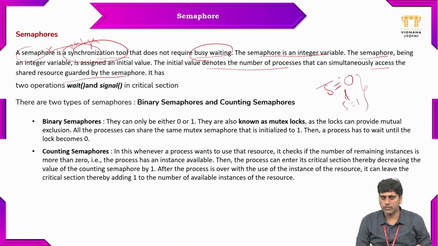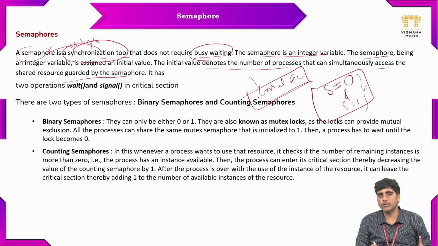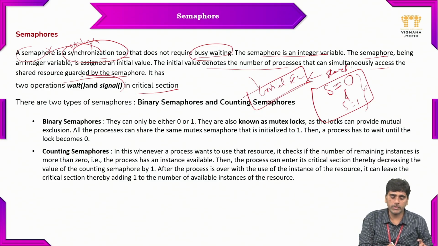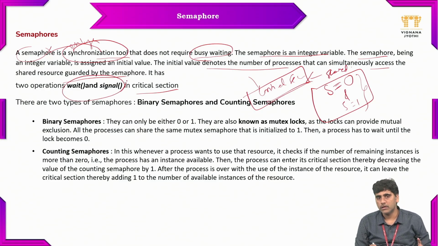This semaphore variable performs its operations in the critical section only, because the critical section allows each and every process to access its shared resources. So what are the operations that can be performed in the critical section with the semaphore solution? The two operations, wait and signal, are performed in the critical section.